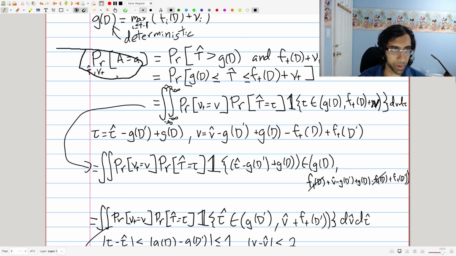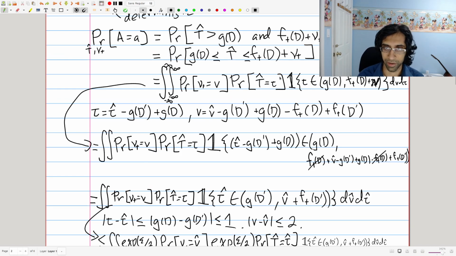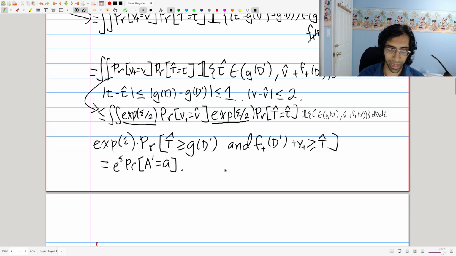We started with the probability that A is equal to A, and now we got e to the epsilon times the same thing. So cool. That was a bit of work and a little bit technical, but we managed to convert from one database to the other and show the statement we wanted.